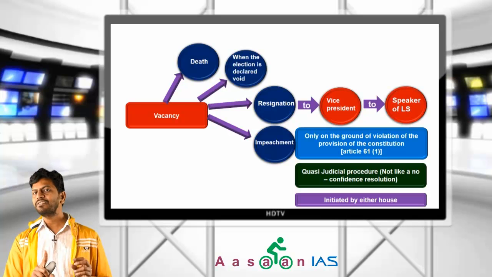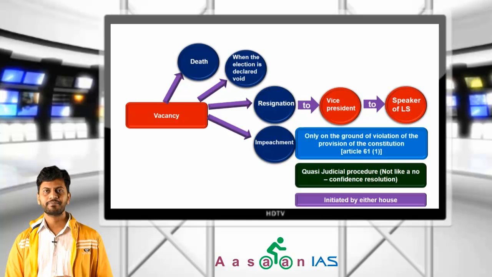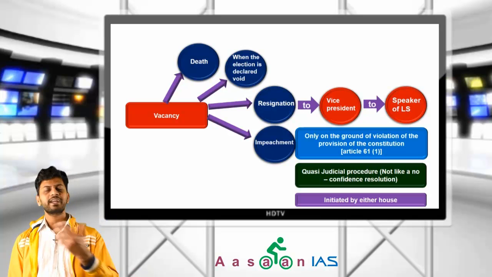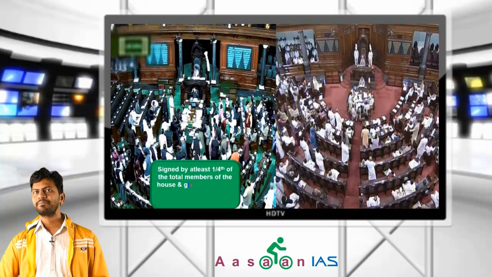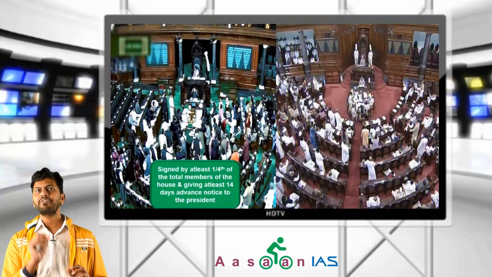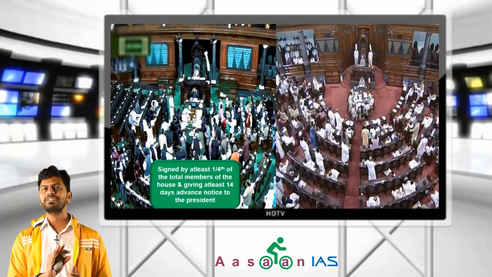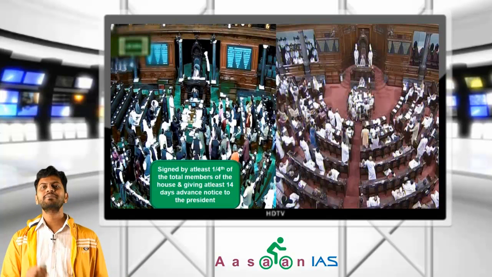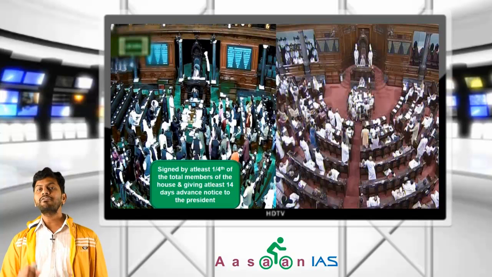First, understand impeachment will be done only on the ground that he has violated the provisions of the constitution. And it can be initiated by either house. लोक सभा में initiate हो जाए या राज्यसभा में, कोई बात नहीं. How to initiate it? First, it has to be signed by at least 1/4 of the total members of the house. Not that how many are present, उनमें से 1/4 नहीं, total members में से 1/4. अगर लोकसभा में होगा तो 1/4 of that house members, similarly राज्यसभा में initiate होगा तो 1/4 of that house members should be signed and give at least 14 days notice to the president.